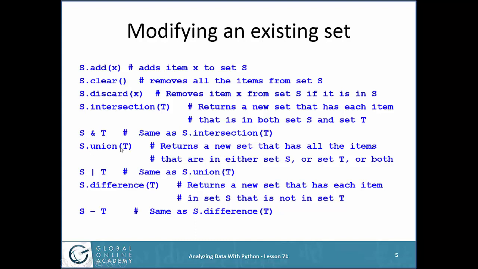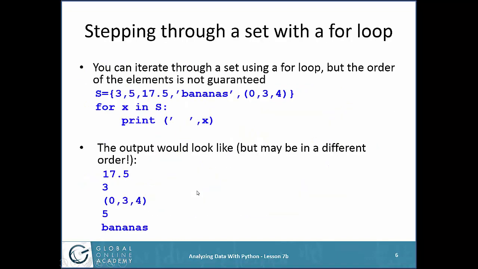S.union(t), or s | t, returns a new set that has all the items that are in either one, the union of the two sets. S.difference(t), or s - t, returns a new set that has every item in s that's not also in t. Gives me the mathematical set difference.